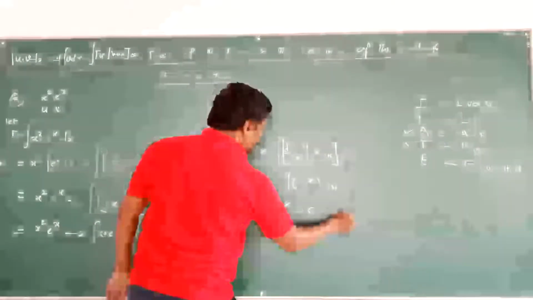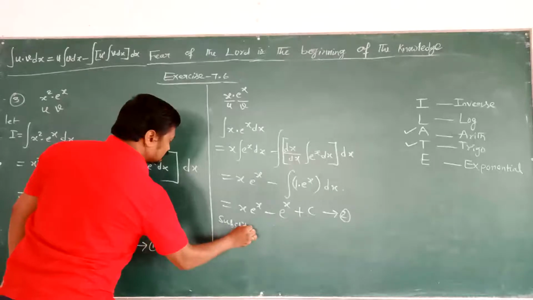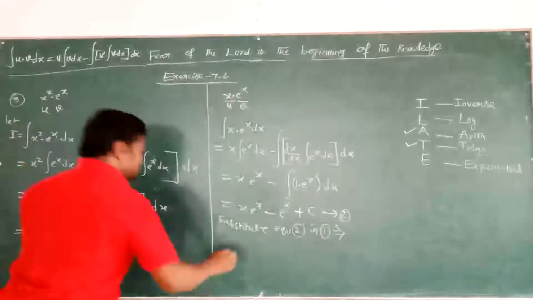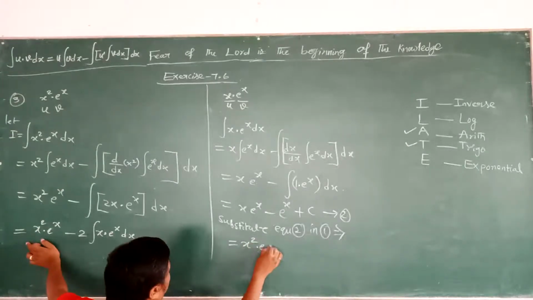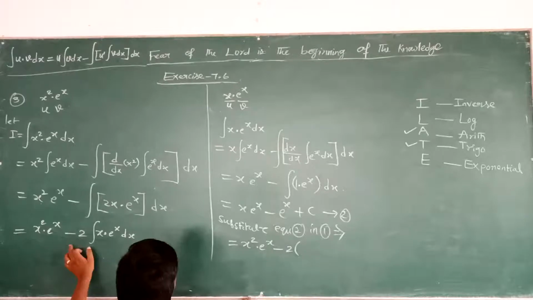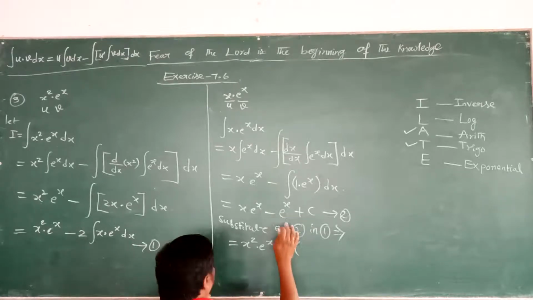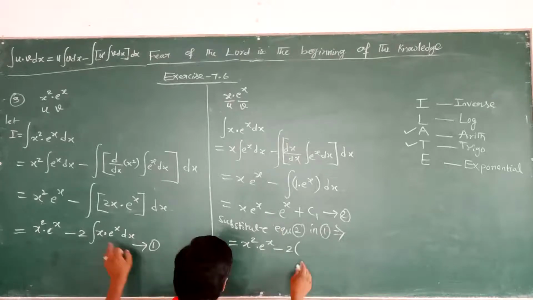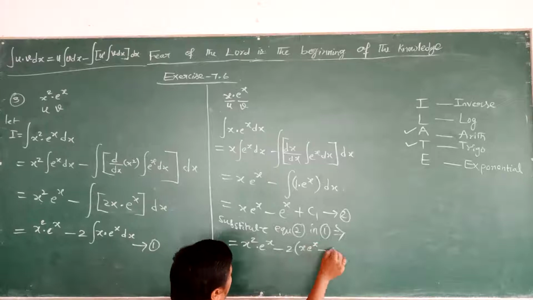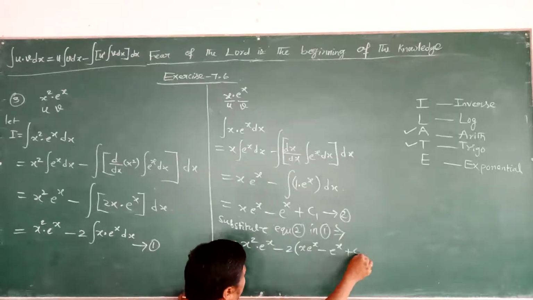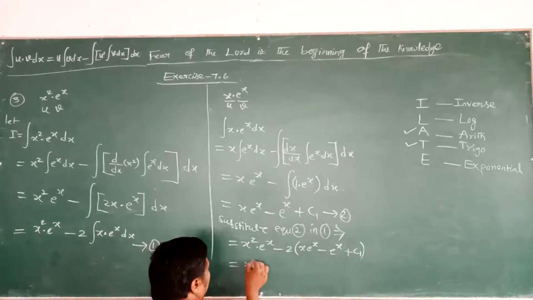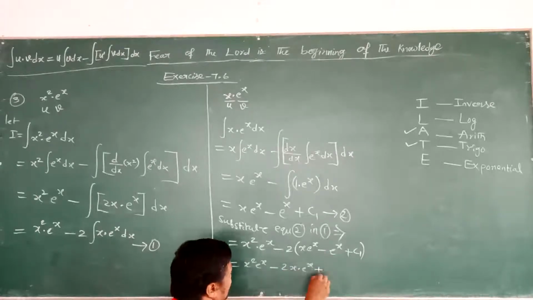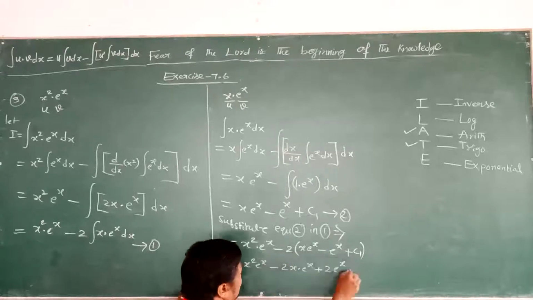Now just substitute this in equation number 2. So I'll write this as 2, substitute equation 2 in 1. Then what will happen? So now this is equal to x square into e power x minus 2 into this whole part, x into e power x minus e power x, plus c1, and at last I'll write plus c. So now let's simplify this: x square e power x minus 2 into x into e power x, minus into minus plus 2 e power x, minus into plus minus c1.